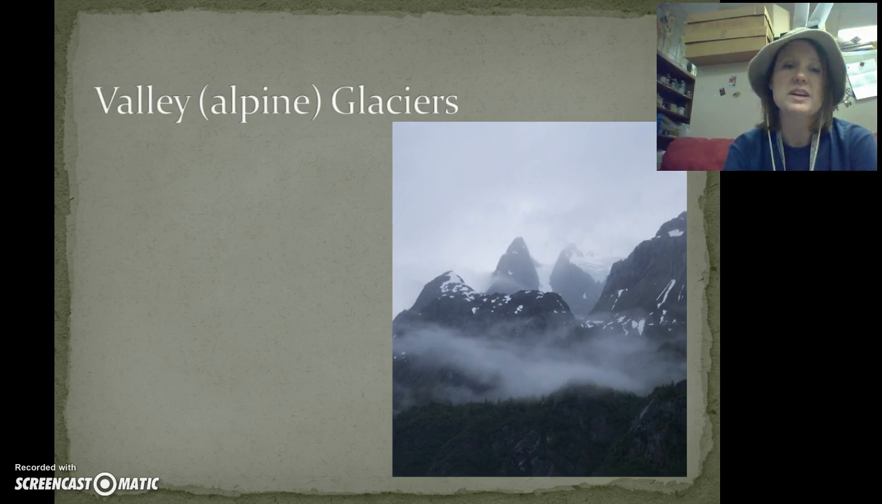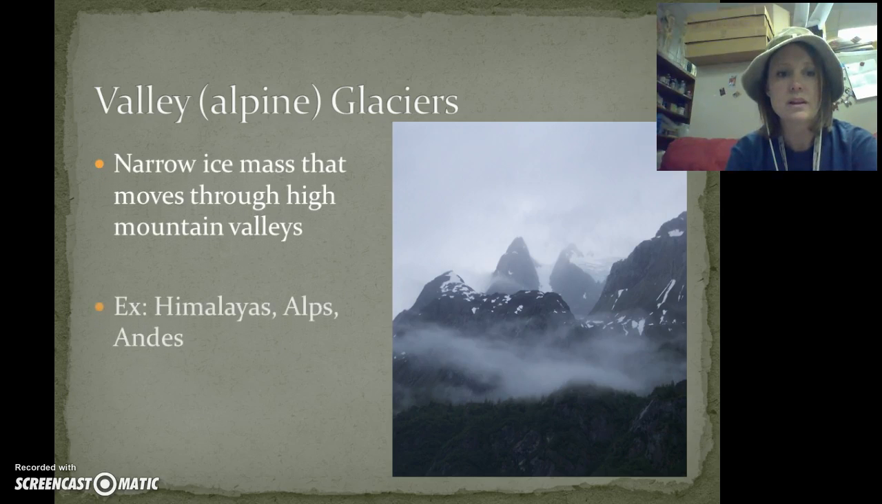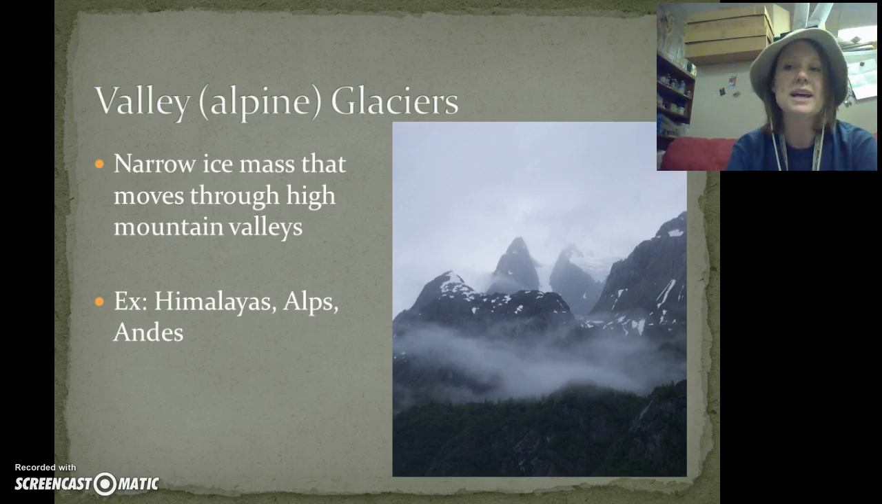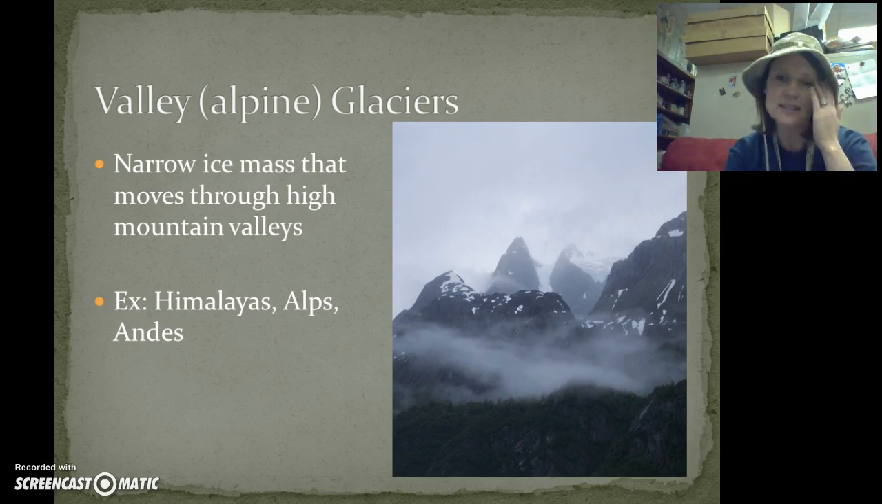Those glaciers that are in mountain areas are called valley or alpine glaciers. There are 3 in this picture here, and you can see kind of the valleys that they've carved out in this mountain area. We find these in the Himalayas and the Alps and the Andes. These particular ones in this picture here are taken in Alaska.